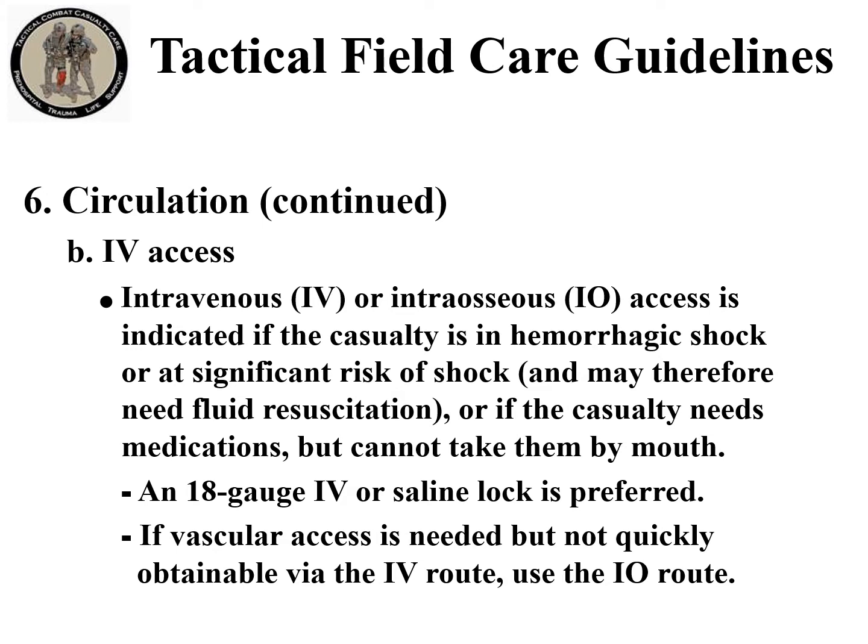So, intravenous or intraosseous access is indicated if the casualty is in hemorrhagic shock or at significant risk of shock, or if the casualty needs medications but cannot take them by mouth. If vascular access is needed but not quickly obtainable via the IV route, use the IO route.